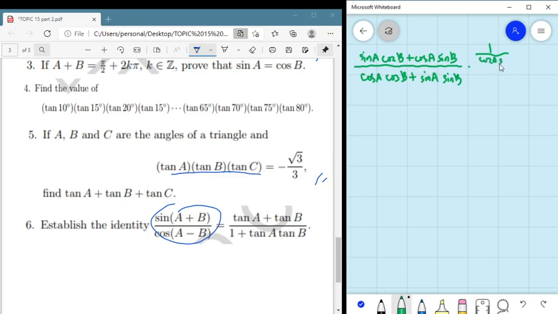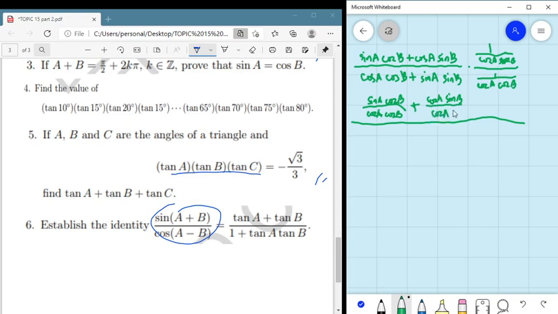Okay? That's why the numerator becomes sine A cosine B over cosine A cosine B plus cosine A sine B over cosine A cosine B.